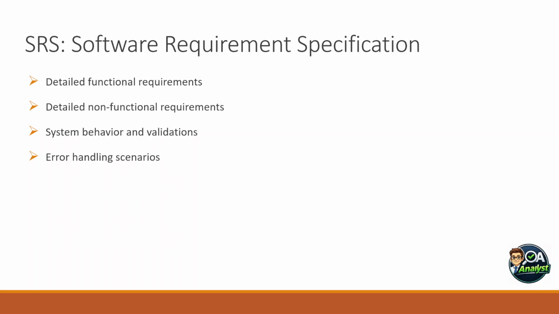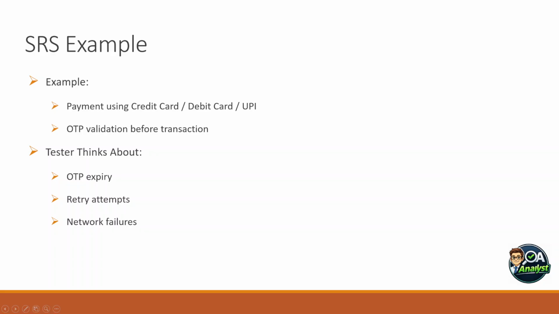Now let us take an example for the SRS. The system should allow users to make payments using credit card, debit card, and UPI. A second example is: an OTP must be sent to the registered mobile number before completing the transaction. Now as a tester, you start thinking: what happens if the OTP is incorrect, what happens if the OTP expires, is there a retry limit, what happens if network fails during payment. This is why SRS is very important for testers, because it helps in identifying the detailed test scenarios.